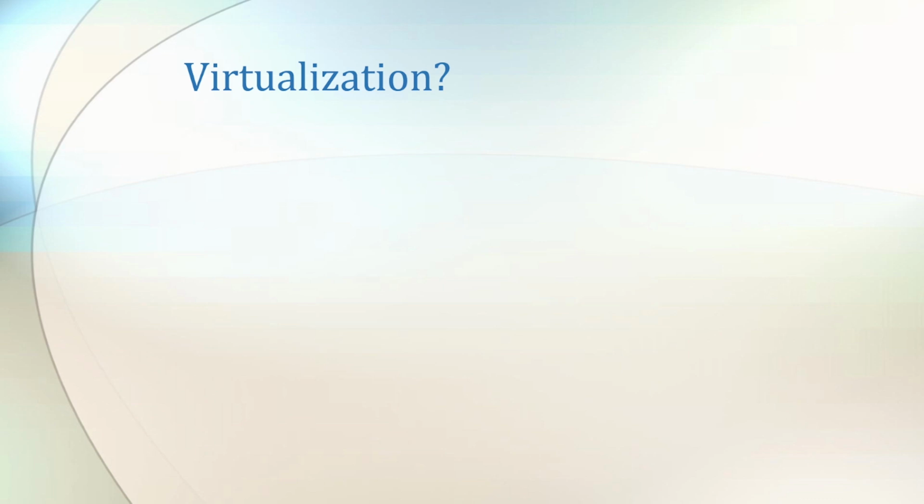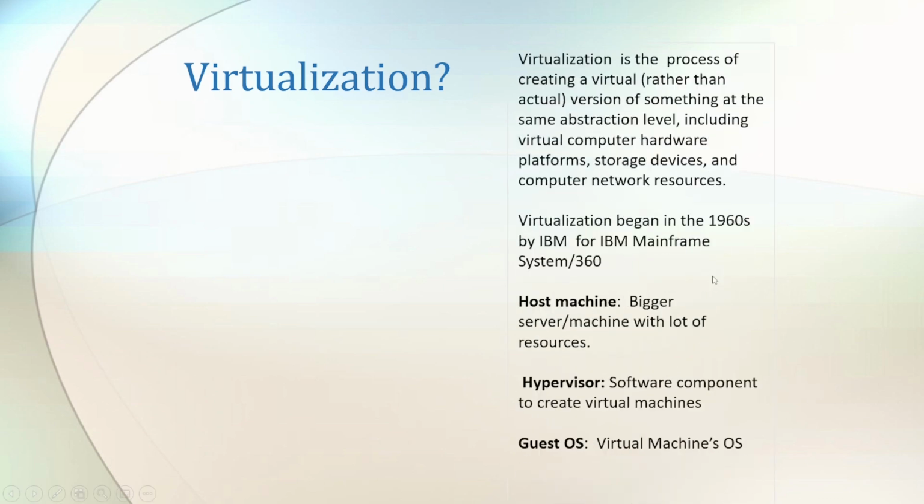The next basic thing is virtualization. What is virtualization? Virtualization is the process of creating a virtual version of something rather than the actual one at the same abstraction level, including virtual computer hardware platforms, storage devices, and computer network resources. Again, virtualization is also not a new concept. It began somewhere in the 1960s by IBM for the IBM Mainframe System 360.